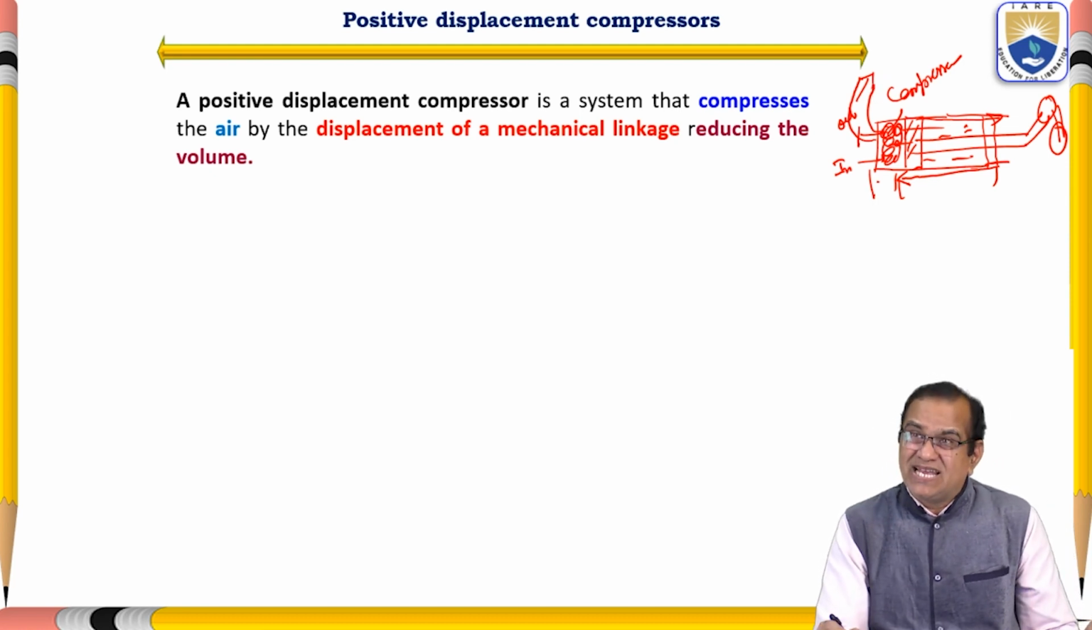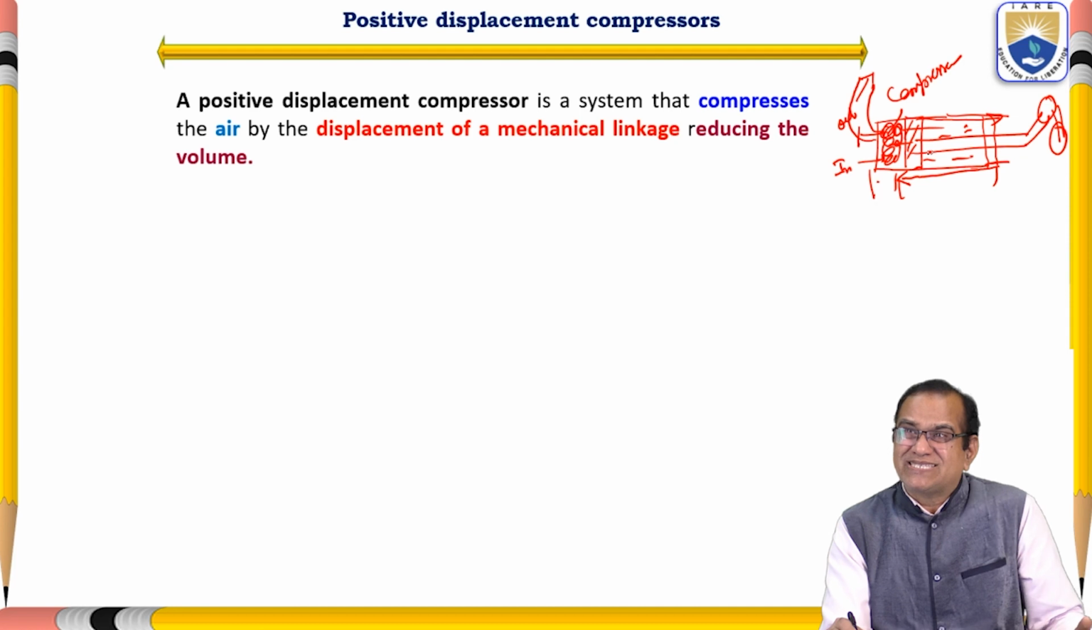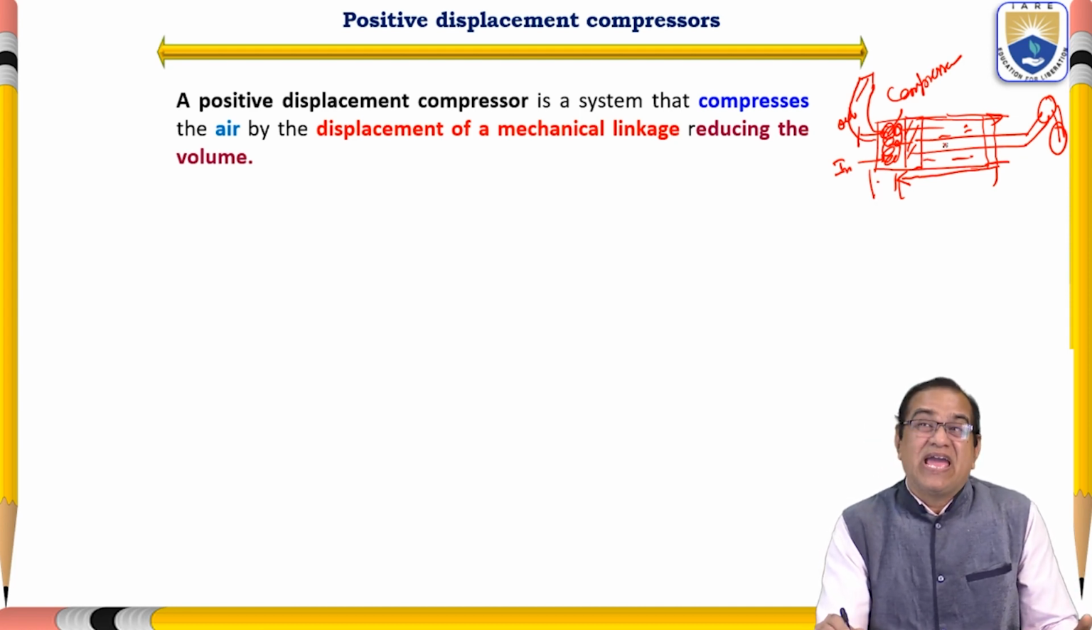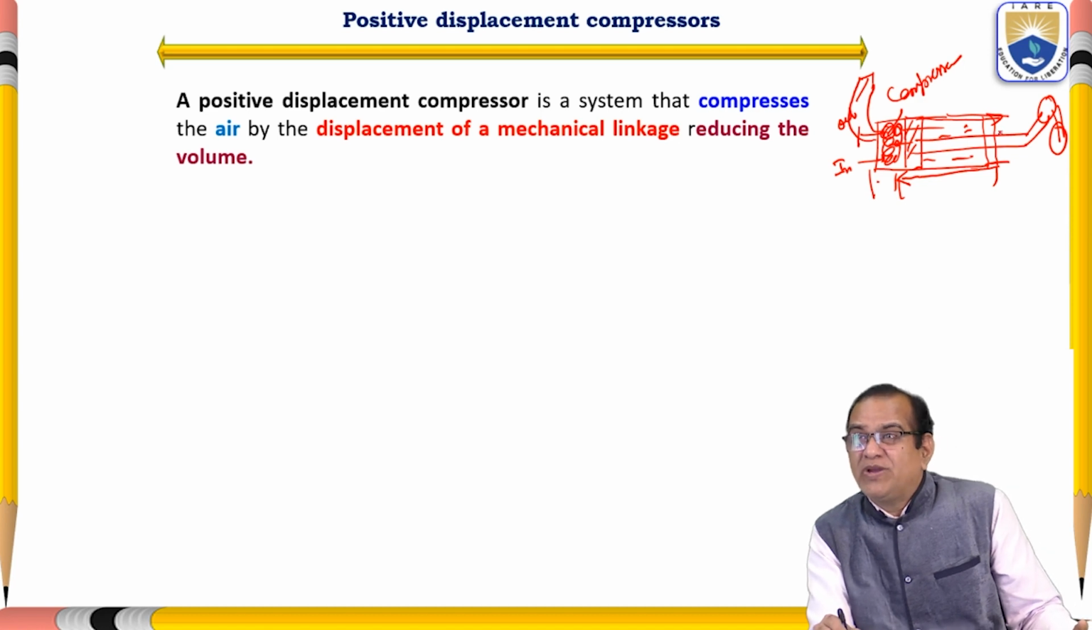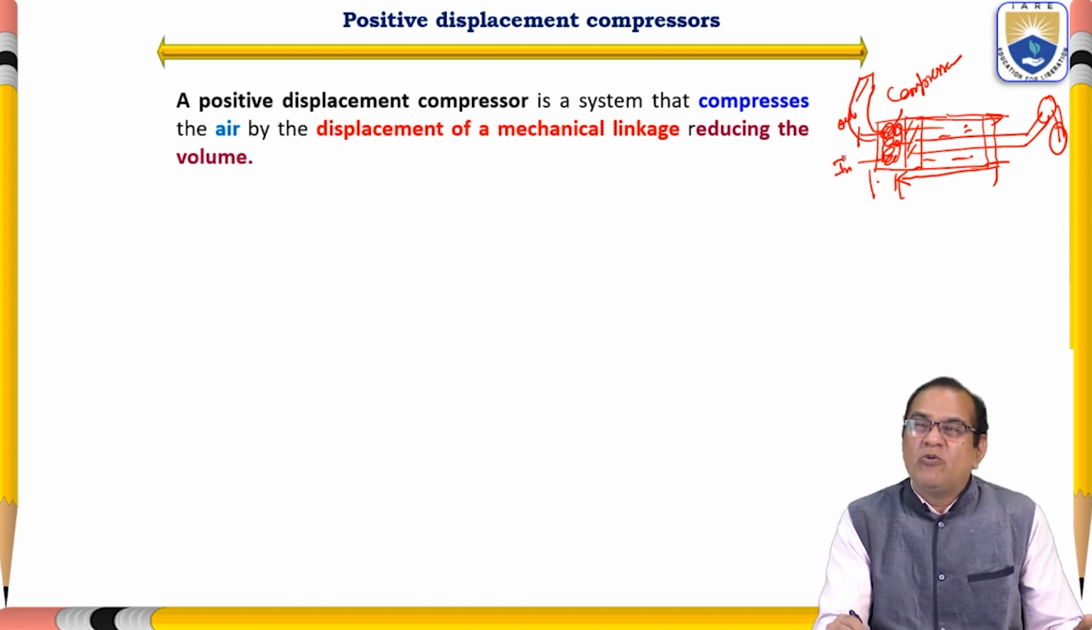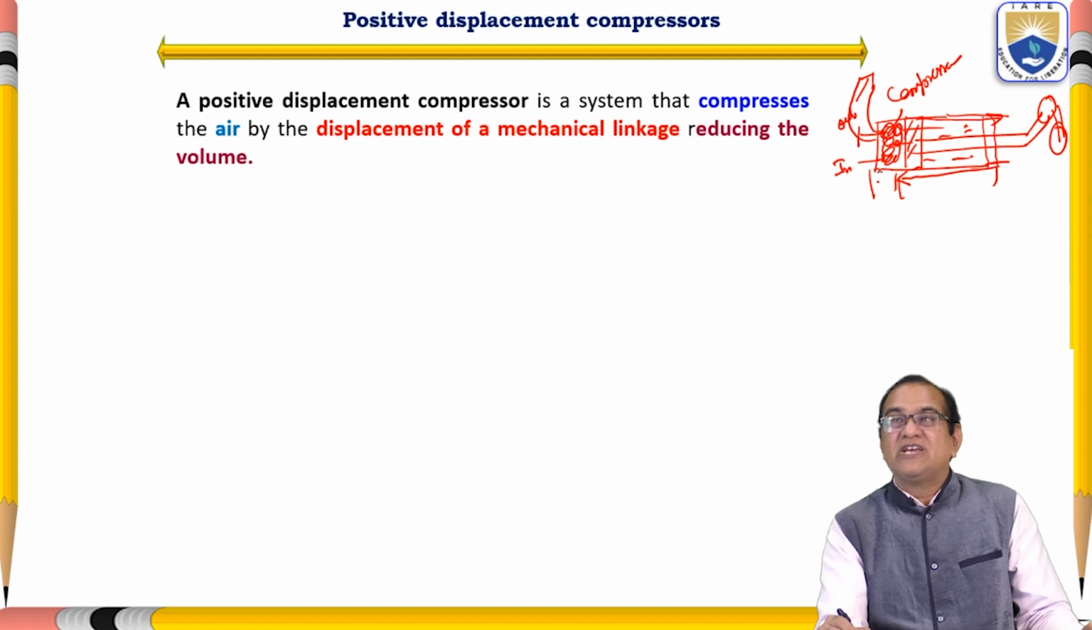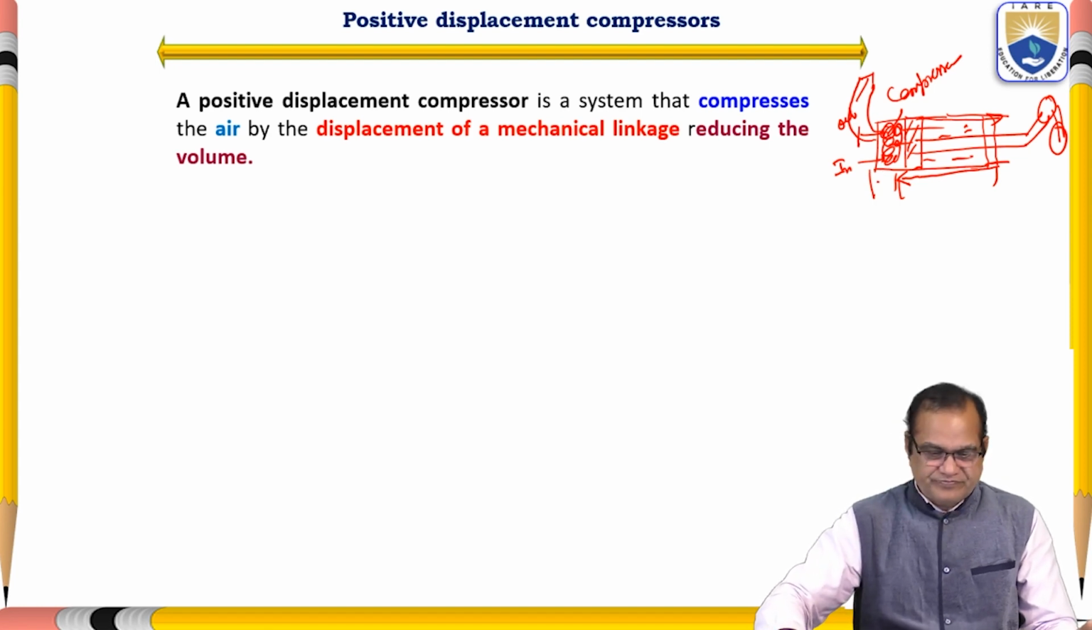It may be single acting; here I am showing the single acting. Sometimes it is double acting, where both sides act. When the piston is moving this way it compresses, and when it is moving the other way it also compresses. It is called double acting.